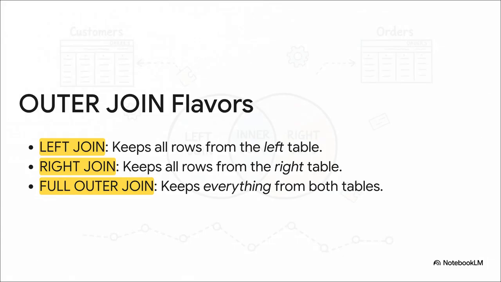Now, the left join has a couple of siblings. A right join does the exact opposite. It keeps everything from the second or right table. But here's a little pro tip for you. Most data analysts just stick with left joins and simply swap the order of their tables if they need to. It just keeps the code more consistent and way easier to read. And finally, there's the full outer join, which keeps everything from both tables, matching up where it can and just putting nulls everywhere else. It's a fantastic tool when you need to compare two lists and find all the mismatches.